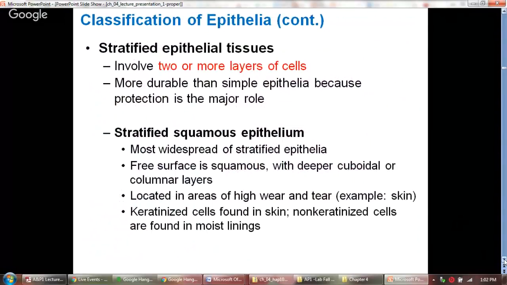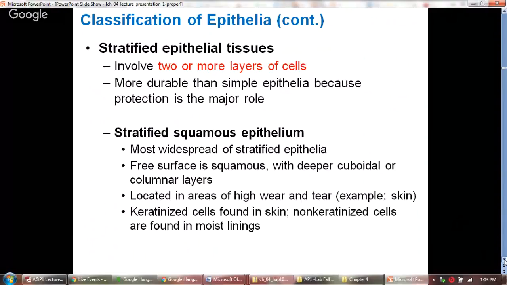So now let's look at the stratified epithelia. Stratified epithelia are defined as having two or more cell layers. They are more durable than simple epithelia because they have a lot of cell layers, and they provide protection as their major role. Stratified squamous epithelia is the most widespread of the stratified epithelia.